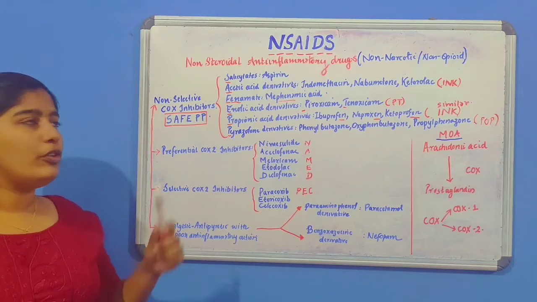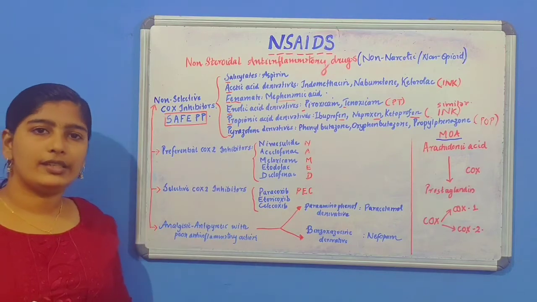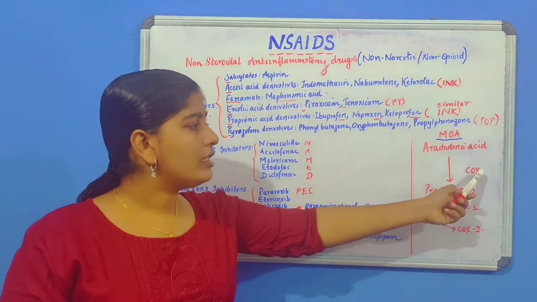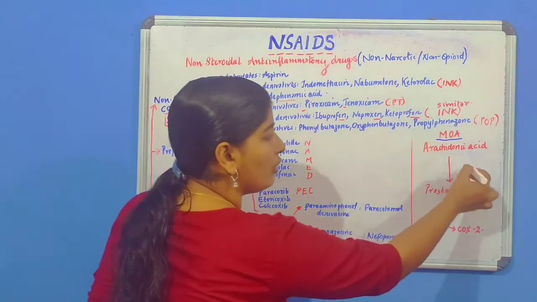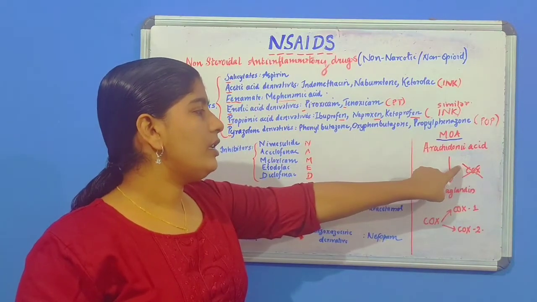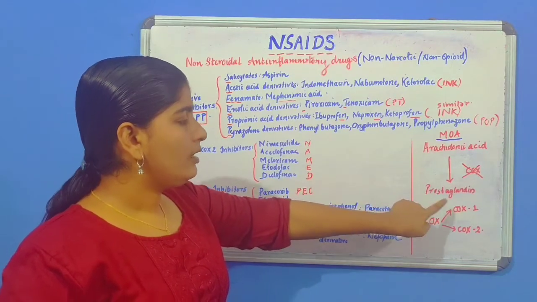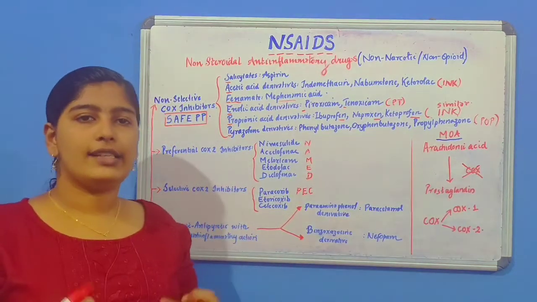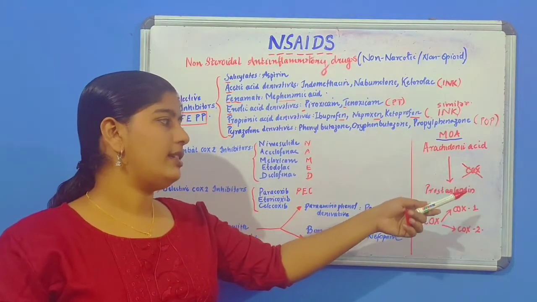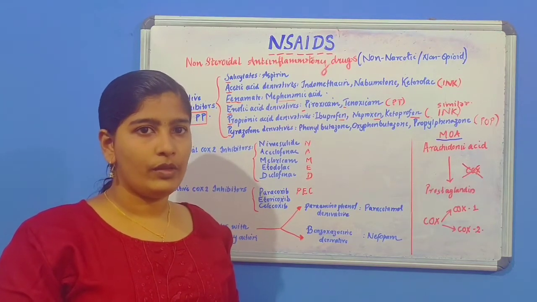Now, before moving on to the classification, we will discuss in brief what exactly its mechanism of action is. NSAIDs' main mechanism of action is inhibiting the cyclooxygenase enzyme, or COX enzyme. This cyclooxygenase enzyme is involved in the conversion of arachidonic acid to prostaglandin. This prostaglandin acts as a hyperalgesic, and by this inhibition NSAIDs block the pain sensitizing mechanism.